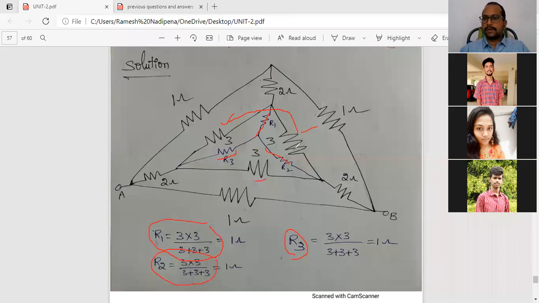I request everyone, please use pencils while solving this problem. If you use a pencil, you can erase the delta connected elements very easily. So all of you, please draw the circuit diagram. Step number 1, convert delta connected elements into star connected elements. R1, R2, R3 values are 1 ohm, 1 ohm, and 1 ohm.